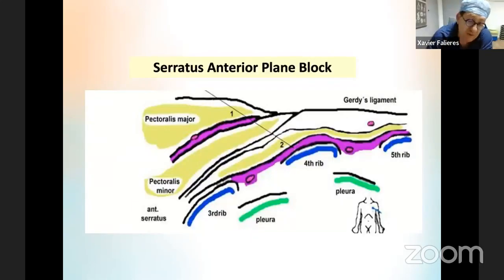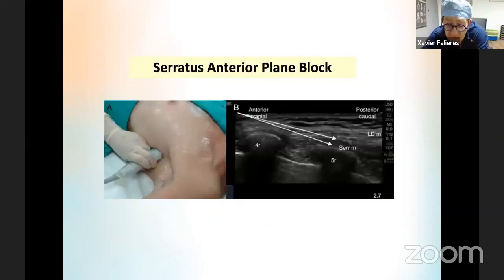Then you can combine it also with a serratus anterior plane block, which is only the anatomic continuity of the pec 2. If you go more lateral, you will see here the serratus muscle. So you can give your injection at the level of the fifth rib, just above or under the serratus muscle. It doesn't make any difference. Sometimes it's easier to give it just under the serratus muscle, just contact with the fifth rib, and you give 20 milliliters. So combined with the pecs, it will give you a very good anesthesia of the breast in breast surgery.